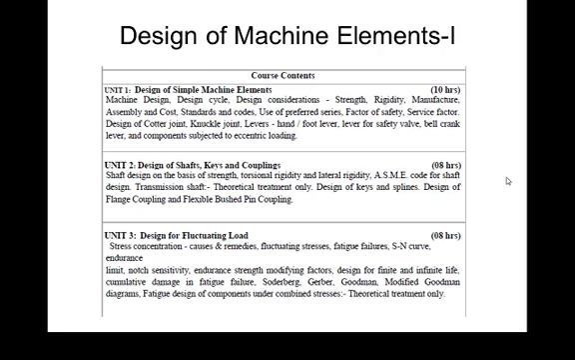Then unit number 3 is design for fluctuating loads. Already in the last lecture I told what I mean by fluctuating load: the load which varies with respect to time in magnitude and direction. Sometimes the direction will remain the same and magnitude will change, sometimes the magnitude will remain the same and direction will change, or vice versa, or any combination is possible. Here we will discuss the design for fluctuating loads.